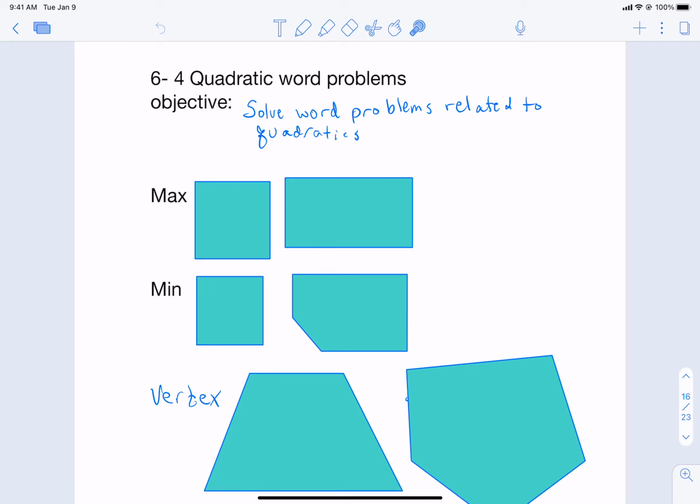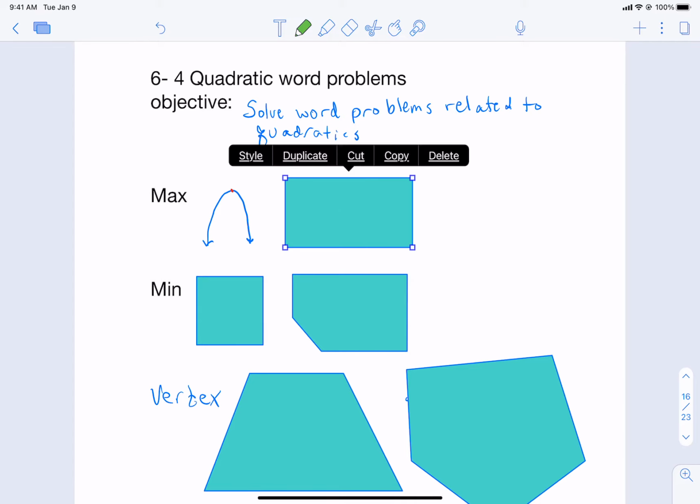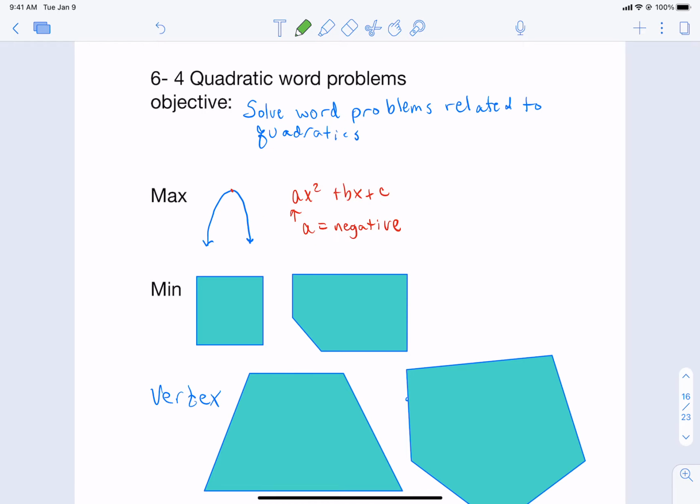Many of them will follow a path like we see here. So, if we're standing on the ground and we throw a ball up, usually because of the way the gravity works, it's going to travel in a quadratic sort of motion. A maximum occurs when the a out of the ax squared plus bx plus c of our quadratic is negative. So you will see these rocket problems, these throwing the ball up into the air problems, they will usually start out with a negative x squared of some sort.